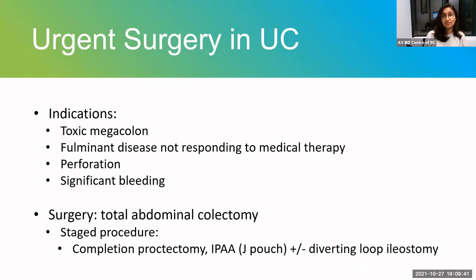When the patient is then over this initial surgery, they may have a staged procedure where we go and remove the rectum and either create an internal J pouch for them with or without a diverting loop ileostomy. It's important to know that this is usually a staged procedure because we know that if we're doing pelvic dissection, i.e. removing the rectum when they're quite sick, they have higher risk of complications.